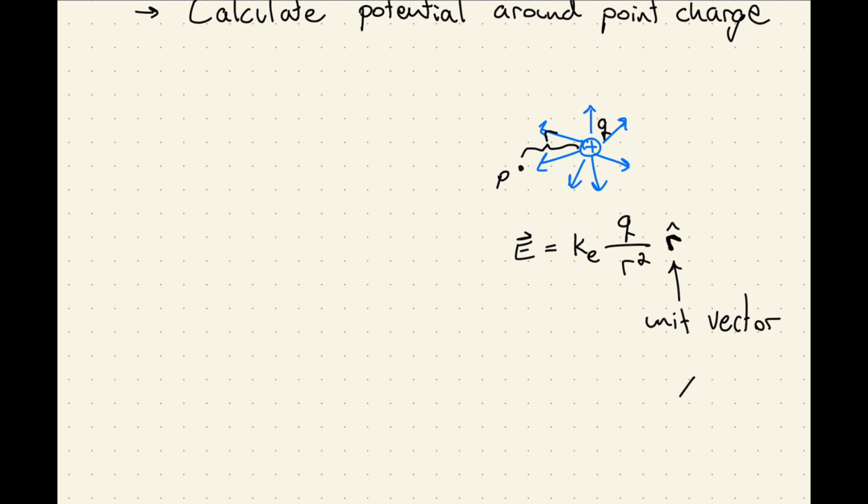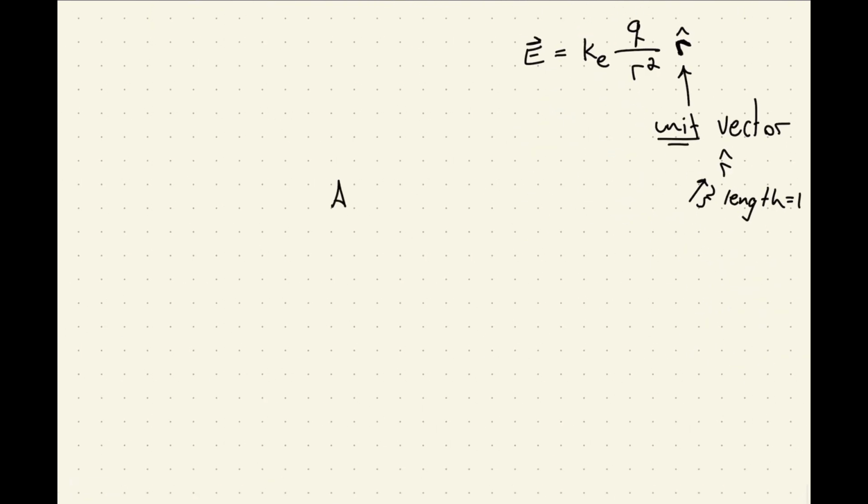So if I draw r hat, let's say this is r hat, the unit part of it, unit means that the length of this vector equals 1, okay? That is any vector. If I had the vector A, and this vector looked like this, let's say it was 37 meters long.